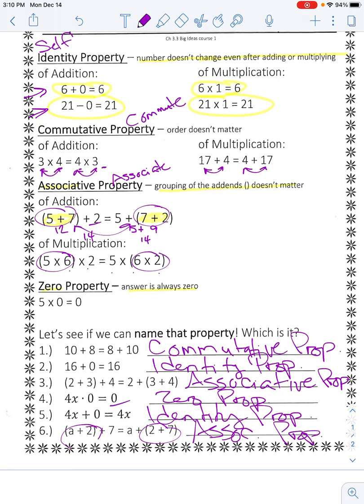Okay, guys, so those are your property notes. Your last step today is to get into Canvas, download worksheet 13 for review, and you are going to complete worksheet 13. Alrighty? Use these notes to help you.